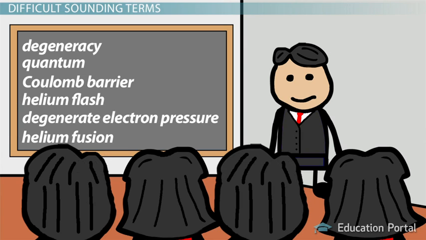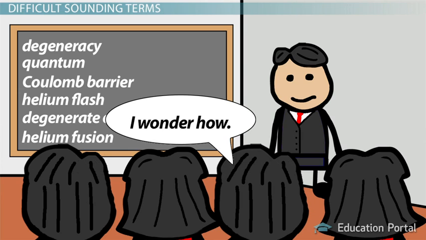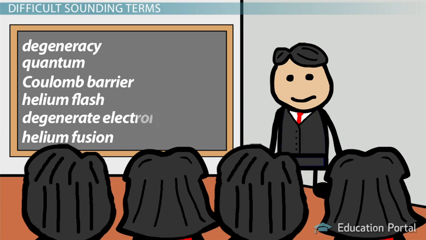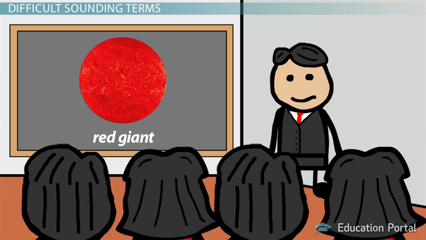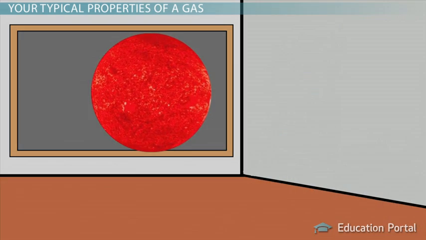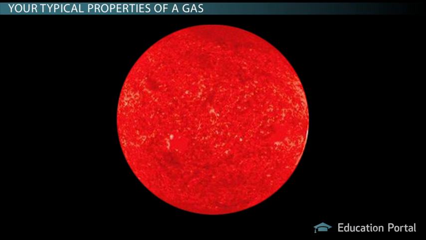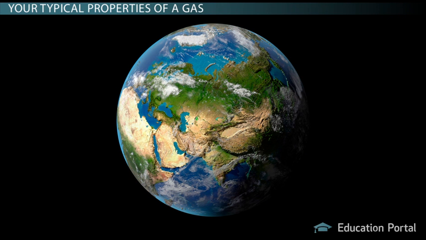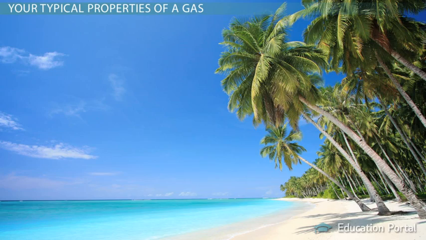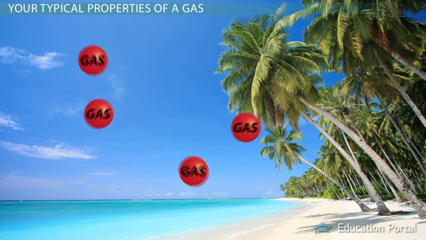All of these terms can be used outside the scope of this lesson, but for right now, we'll focus on how they relate to helium fusion in red giants, stars that have run out of hydrogen to produce energy. Before we can explore how red giants generate energy, we have to take a small step back and explore the properties of gases like those found on Earth. In most cases, the way gases behave on Earth correlate well with the way they behave inside of a star.